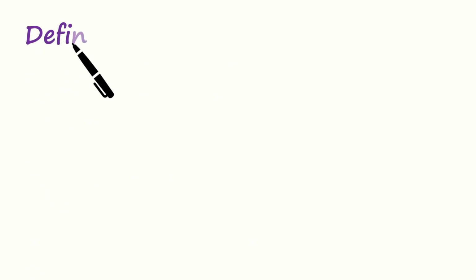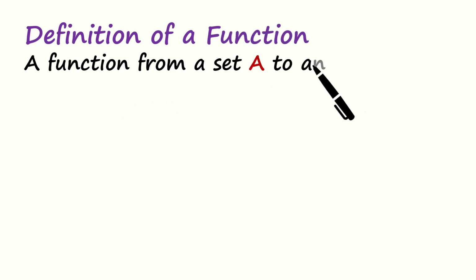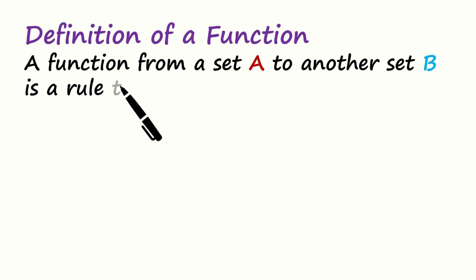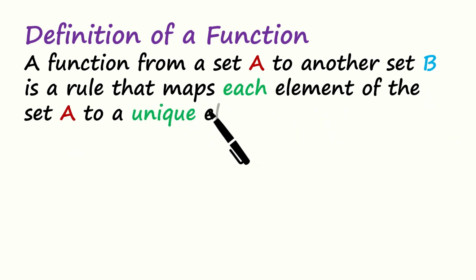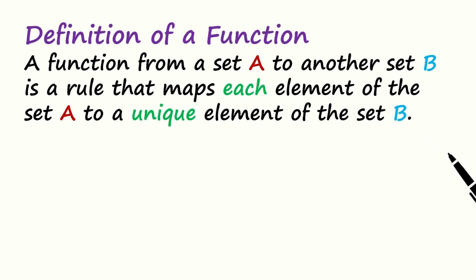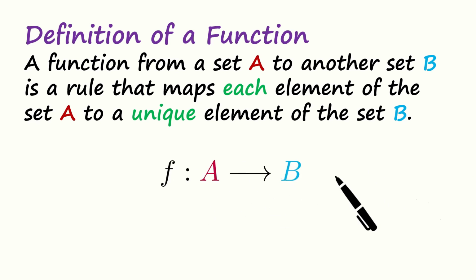Let us see the definition of a function. A function from a set A to another set B is a rule or formula that maps each element of the set A to a unique element of the set B. A function is usually denoted by small letters f, g or h. A function f from a set A to another set B is denoted by this expression.